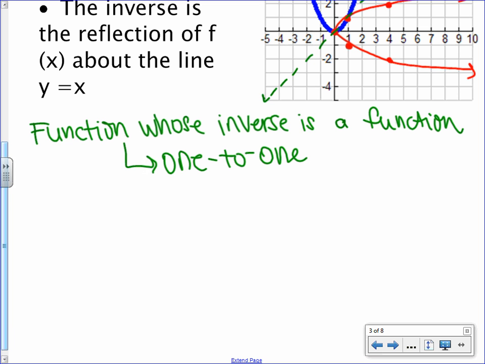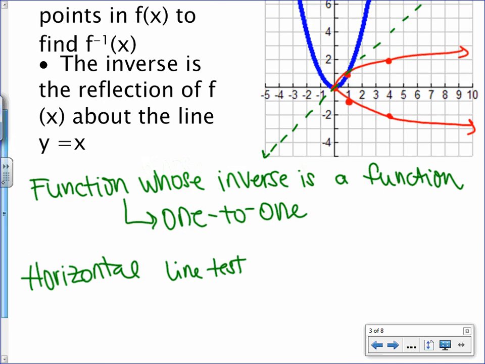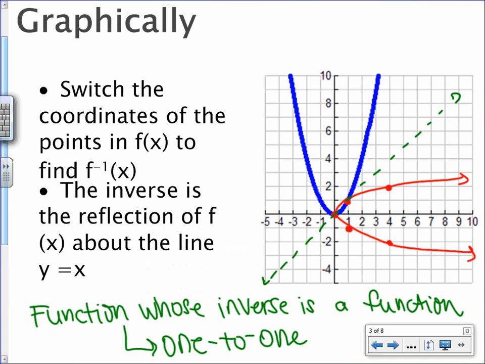Do you remember talking about the horizontal line test at all? No? I don't know if your teacher may have mentioned it in Algebra 2. Maybe. The horizontal line test. What do you think that would test for? If I draw a horizontal line, how many times does it hit the blue graph?